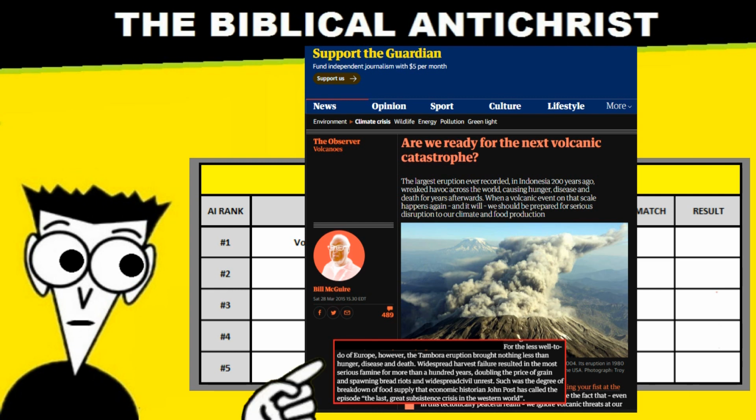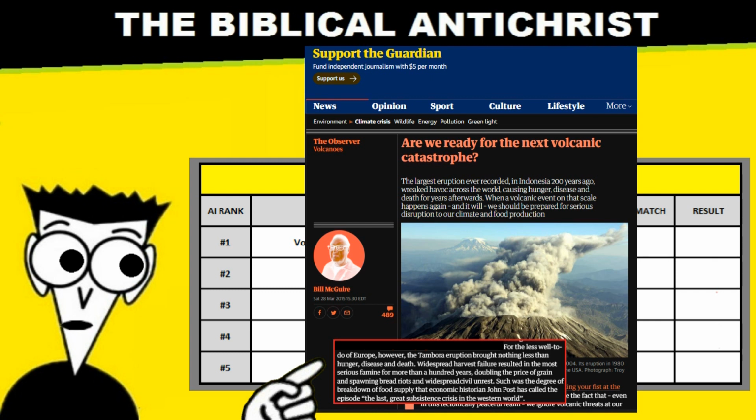Even though it was 12,000 kilometers from Europe, its consequence was epic. Quote, "For the less well-to-do of Europe, however, the Tambora eruption brought nothing less than hunger, disease and death. Widespread harvest failure resulted in the most serious famine for more than 100 years, doubling the price of grain and spawning bread riots and widespread civil unrest."